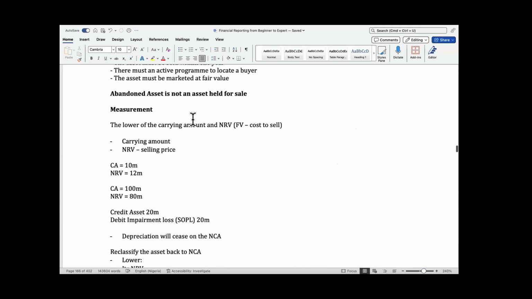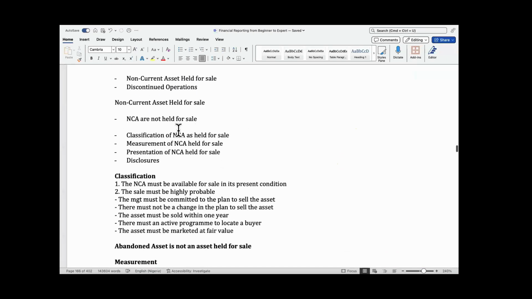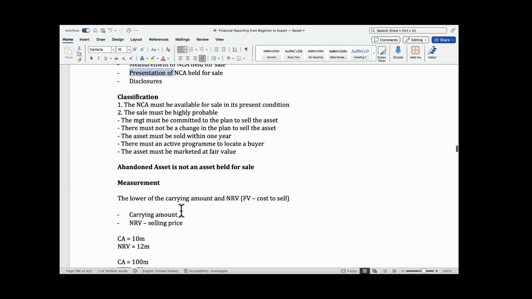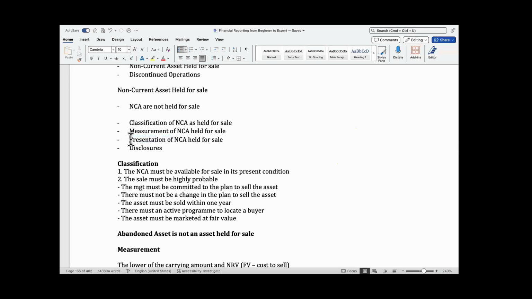So I have checked what I want to teach you. Remaining presentation. The only thing on presentation is this. When you have a non-current asset held for sale, it will be presented now as a current asset, as a separate line item under current assets. Because it's now a current asset, since you need to sell it within 1 year. It will no longer be a non-current asset anymore. It is now a current asset. It will just be there as a separate line item.